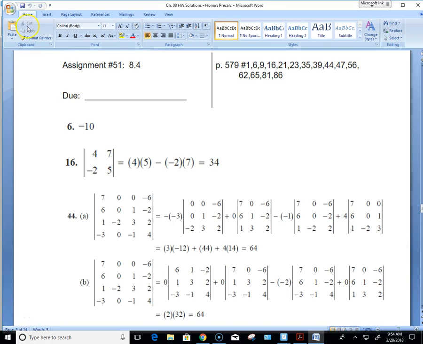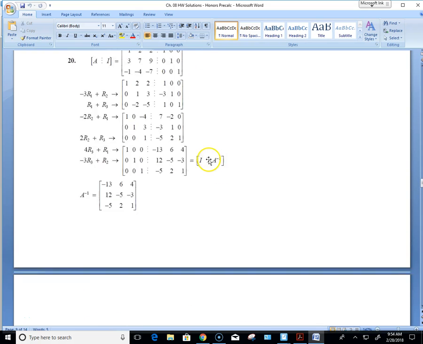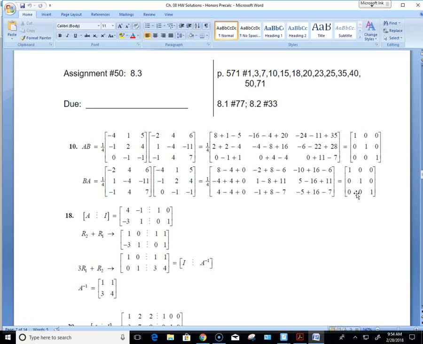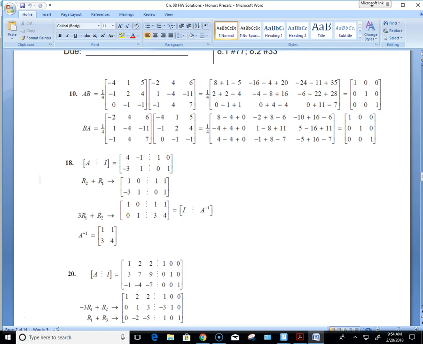Hey, but you know how to do this. Look at, guys, 8 times D. Back to 8.3. Okay. Number 10, yes, there you go. Number 10, you were just multiplying, right? And the answer was yes, because whether you multiplied A times B or B times A, it's the identity.